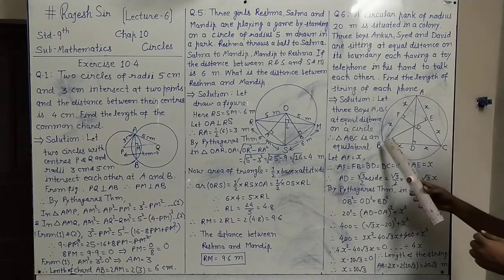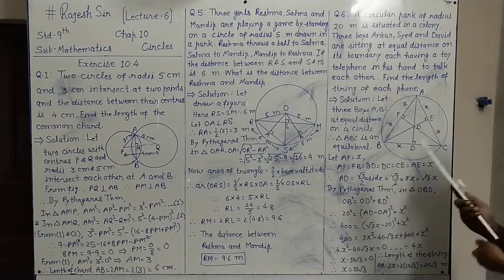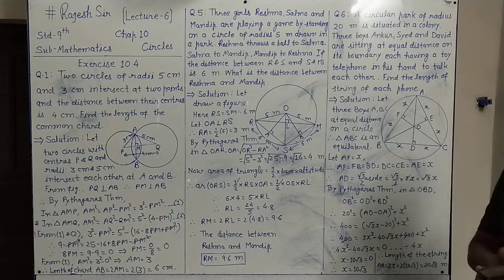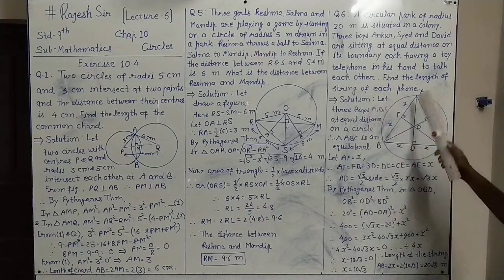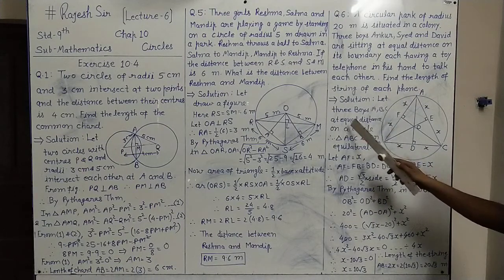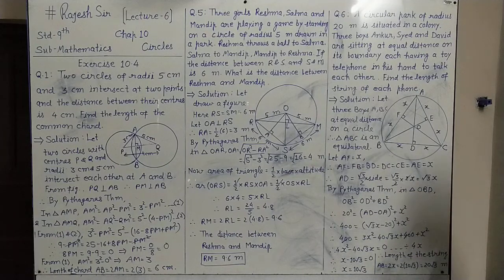So we want to find out AB. Any one side of the equilateral triangle, that is AB or BC or AC, you can find. That is what we have to find here. Let three boys A, B, C be at equal distance on the circle. Therefore, triangle ABC is equilateral.